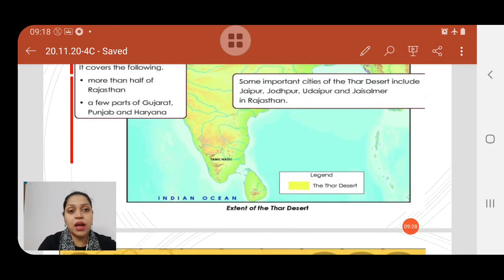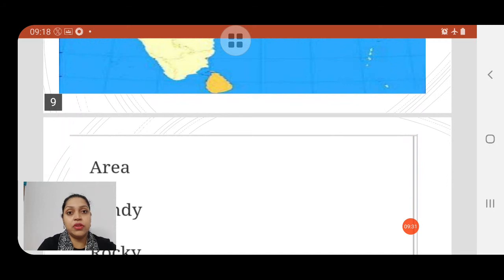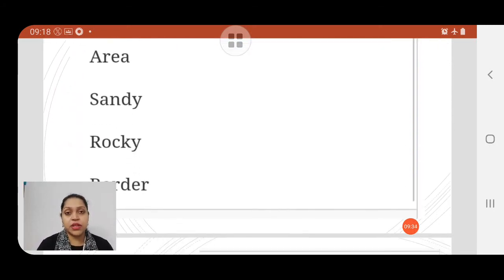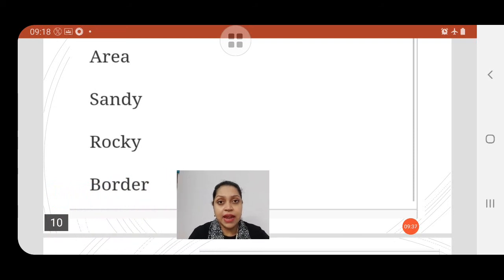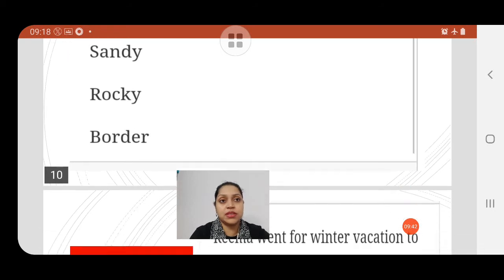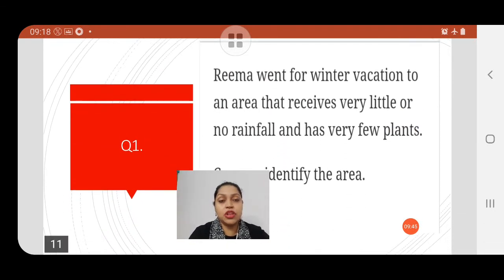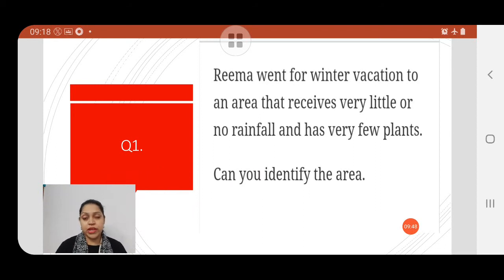Now let's move to our next. These are the new words. What are the new words? The new words are area, sandy, rocky and border. And these are the thinking questions which I will be uploading in the Google Classroom. You can do it from there. Rima went for winter vacation to an area that receives very little rain or no rainfall and has very few plants. Can you identify the area? Yes, it is a desert area. This I'll upload in the Google Classroom. You'll do it as classwork.